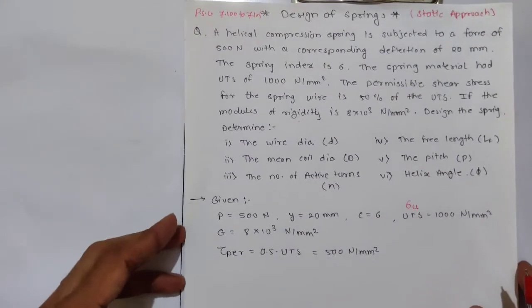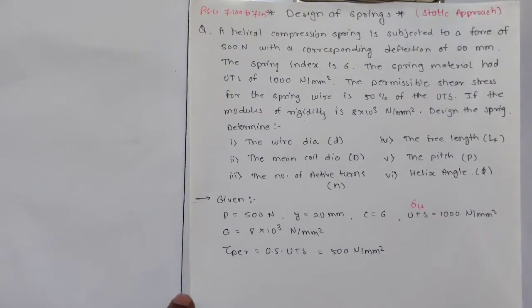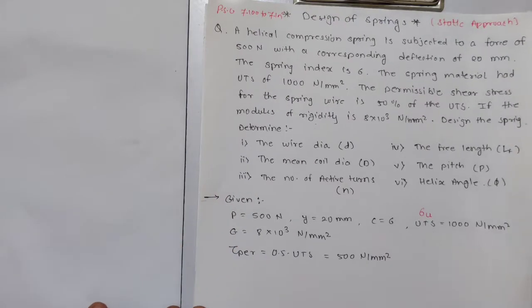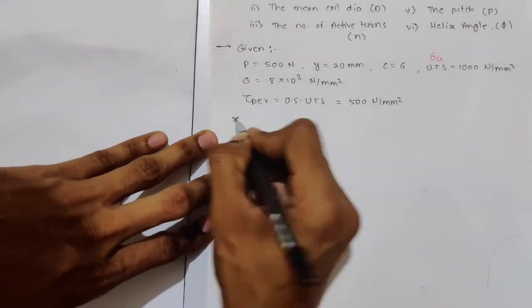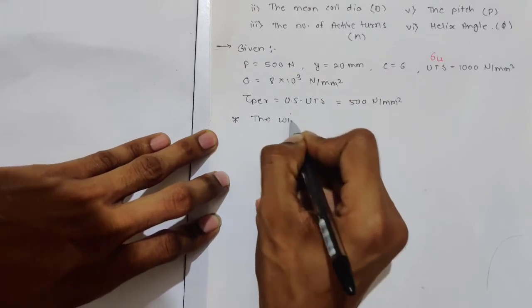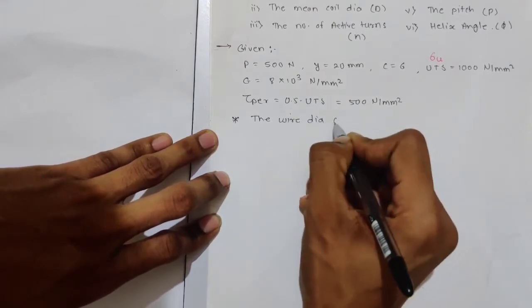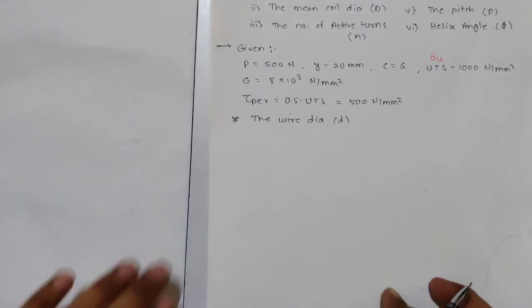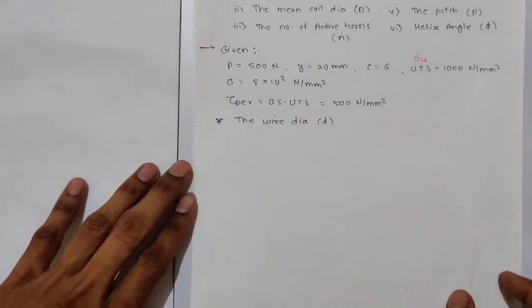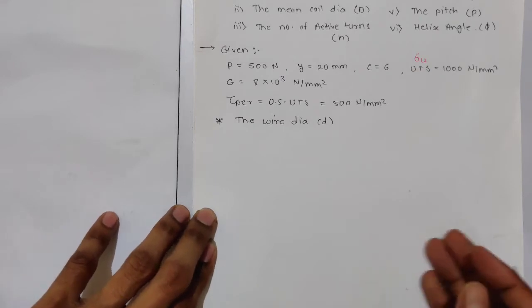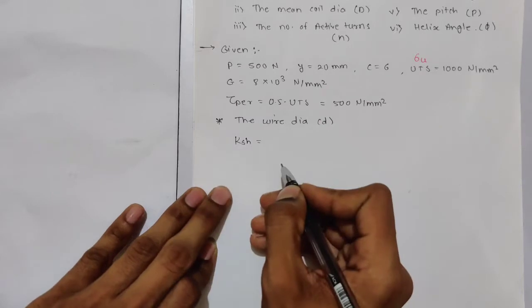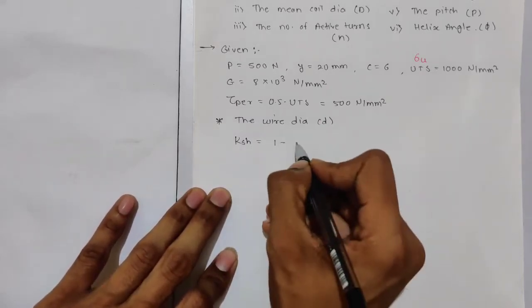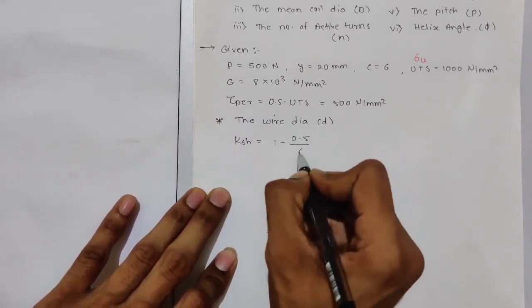Okay, so we got sigma permissible. Now we will move to the wire diameter, the first term. Now we know which approach to use, the static approach. For the static approach we use KSH, that is the shear stress factor, and it is given as 1 plus 0.5 upon C.